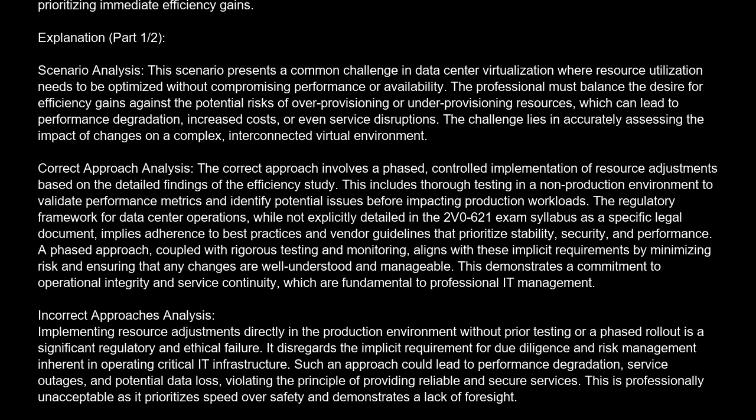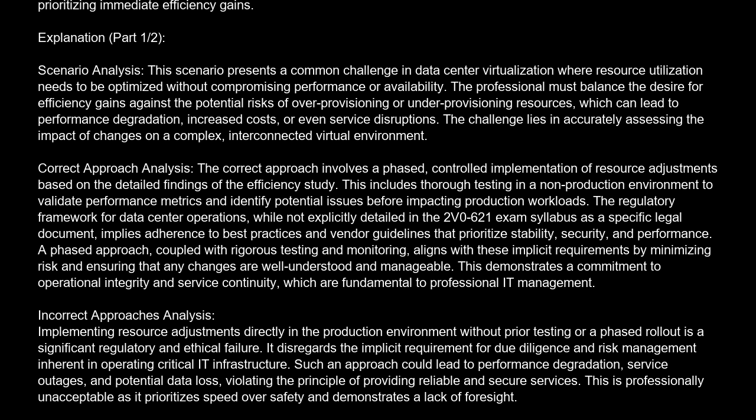The challenge lies in accurately assessing the impact of changes on a complex, interconnected virtual environment. Correct approach analysis. The correct approach involves a phased, controlled implementation of resource adjustments based on the detailed findings of the efficiency study. This includes thorough testing in a non-production environment to validate performance metrics and identify potential issues before impacting production workloads.